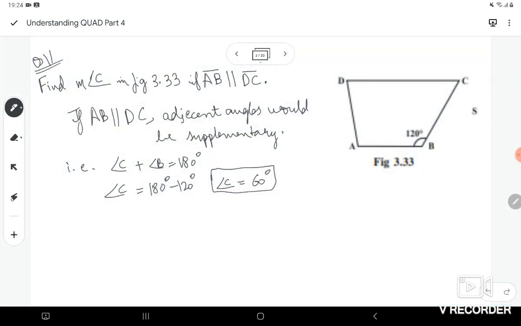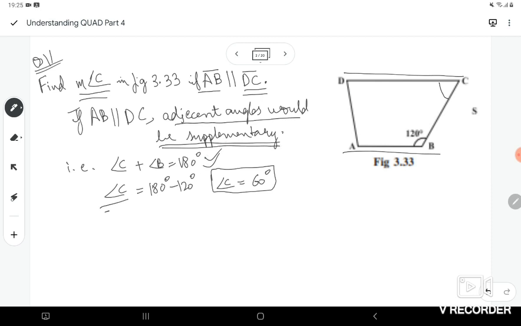Now moving on to the next figure. It says find the measure of angle C if AB is parallel to DC. Now if AB is parallel to DC, we know that angle C plus angle B would be equal to 180 degrees. Why? Because adjacent angles become supplementary when the given pair of sides are parallel. So angle C comes out to be equal to 180 degrees minus 120 degrees, and angle C comes out to be equal to 60 degrees.